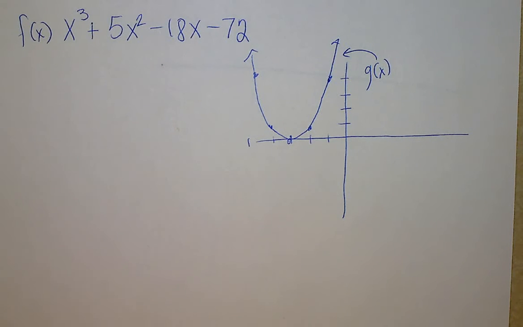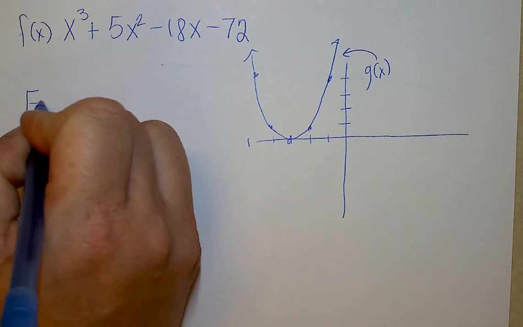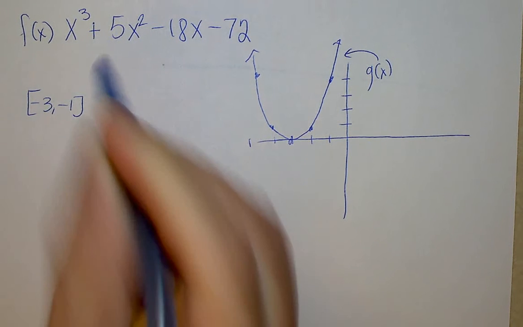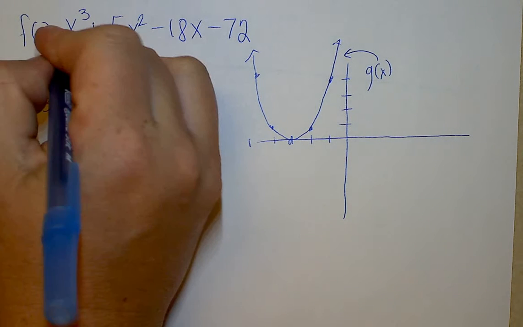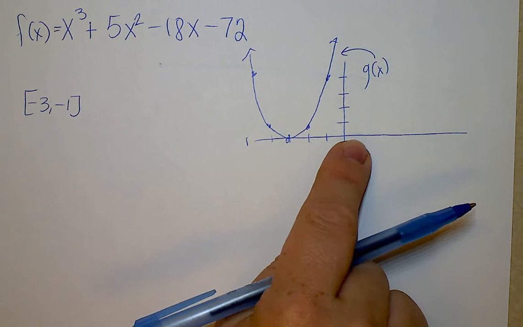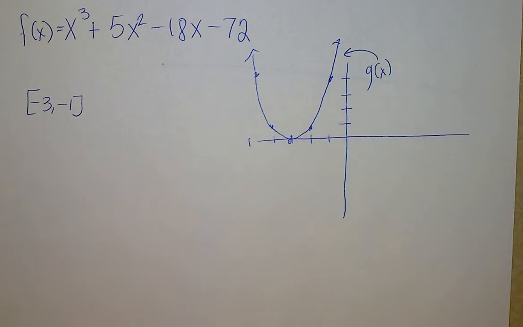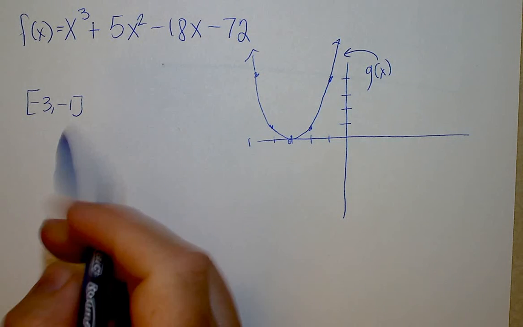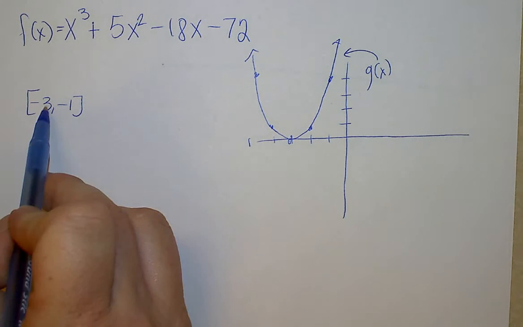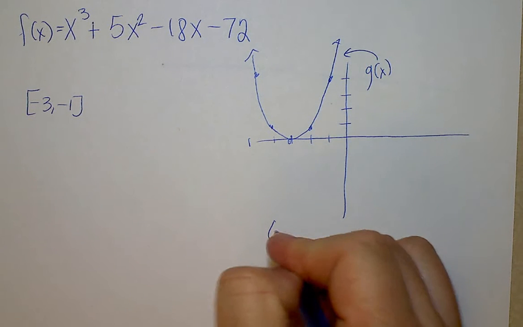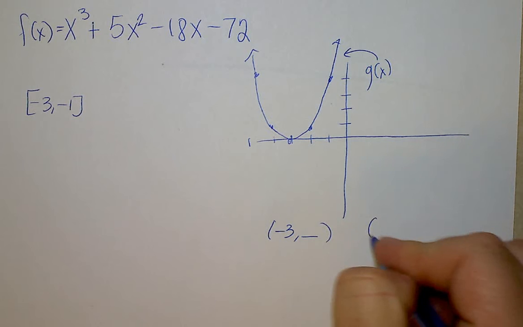In this problem, I want to find, on an interval from -3 to -1, I want to compare the average rate of change between function f of x and function g of x. So to figure out the average rate of change, I'm going to start with what we can see already. So this is function g of x. So these both represent x values, -3 and -1.